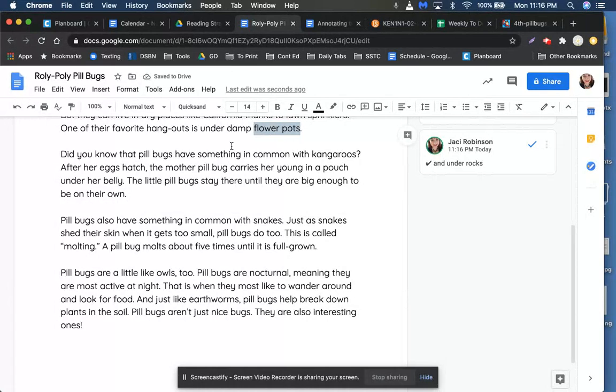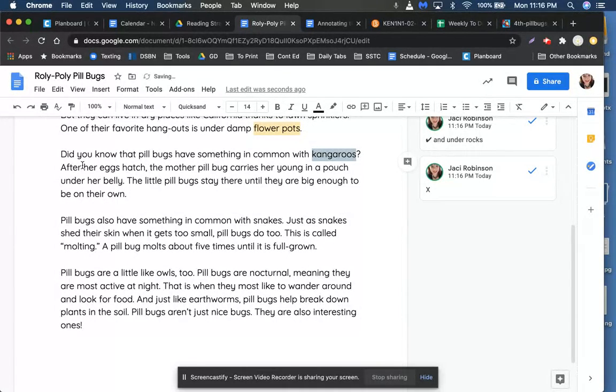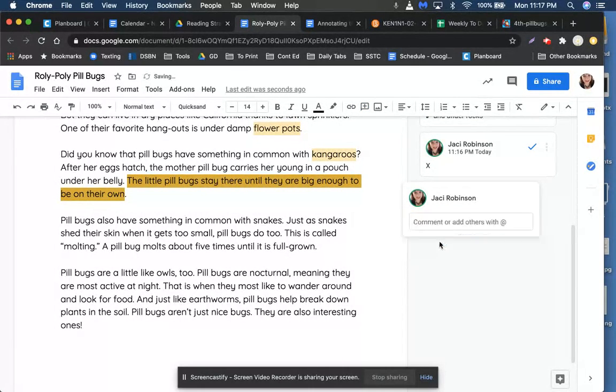Did you know that pill bugs have something in common with kangaroos? Okay, I have no idea. Seriously? After her eggs hatch, the mother pill bug carries her young in a pouch under her belly. Okay, that's really cool. The little pill bugs stay there until they are big enough to be on their own. That's really neat. That makes sense to me because that is like kangaroos. That's exactly what kangaroos do.